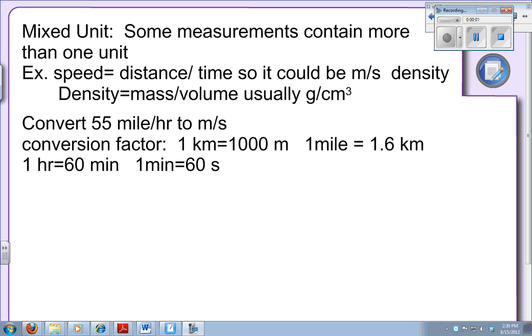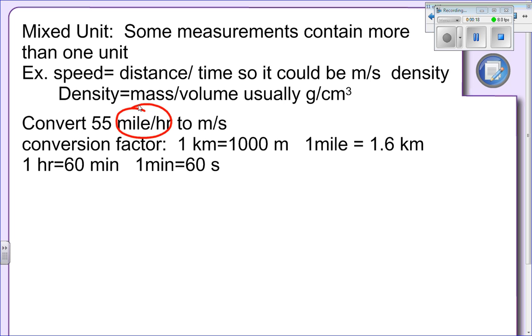Sometimes in chemistry, we work with units that actually have two units in them. For example, with speed, it's 55 miles per hour. So the best way to show this is by doing an example. If we have 55 miles per hour, we want to convert this to meters per second. So if we take a look, we have miles and hours to convert into meters and into seconds.